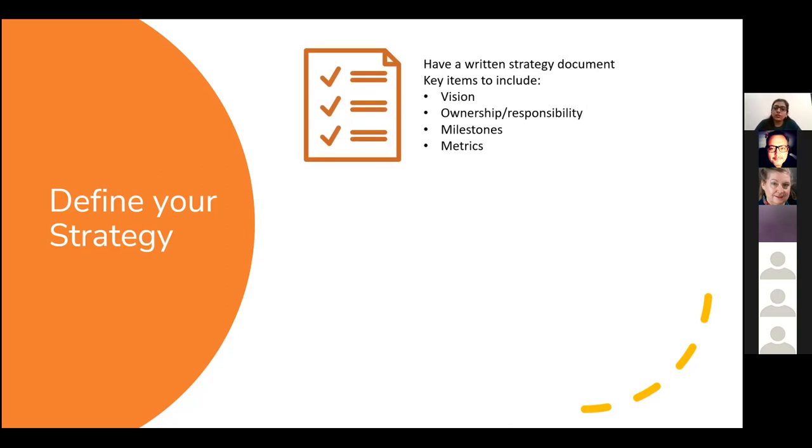It is very critical to define what shift left means in your own organization. This is more about painting a vivid picture, possibly for your own team, so that they know what the final success looks like. The key items to include are the vision, ownership and responsibilities, milestones, and metrics. While making this document, there's no need to put so much time into perfecting it. The strategy document matures over time, and iteration over time is obviously essential in this case.